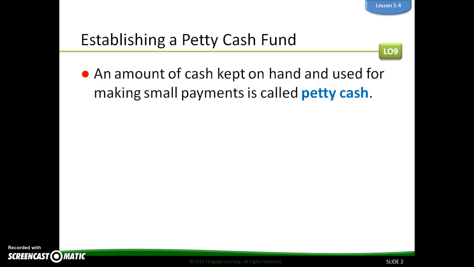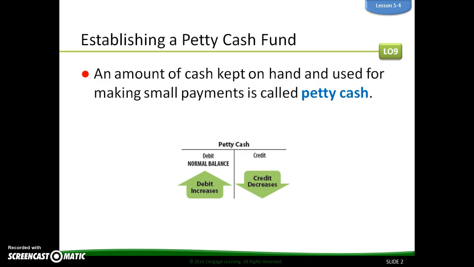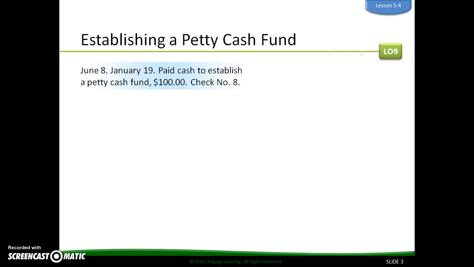So first of all, this whole idea about petty cash is really just a small amount of cash that businesses keep on hand and use to make small payments where it's just easier to use actual cash rather than trying to write checks. And when you're looking at petty cash, the normal balance side for petty cash is going to be on the debit side. So debit increases, credit decreases, and you would be placing this on the asset side of the accounting equation.